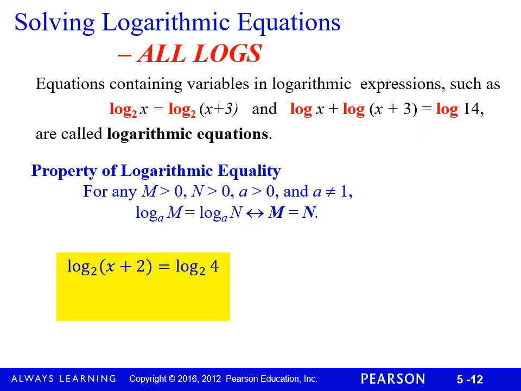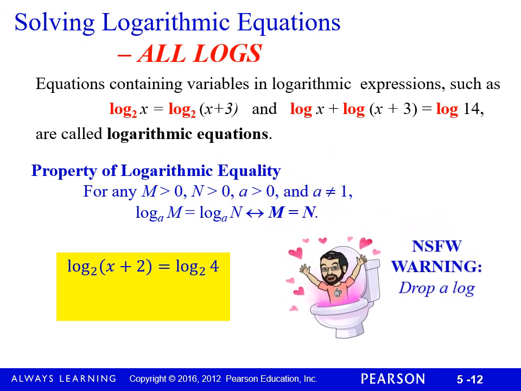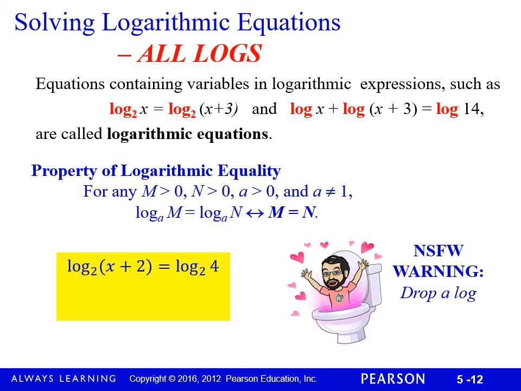Again, once we have a log equals log, then we can just set the arguments equal to each other and solve that way. Now, here's the not safe for workplace warning. The little joke I have here is that when you have log equals log, you drop a log. That's the bathroom humor. Sorry about that. And just set the arguments equal. So here we have x plus 2 equals 4, and so x has to equal 2.